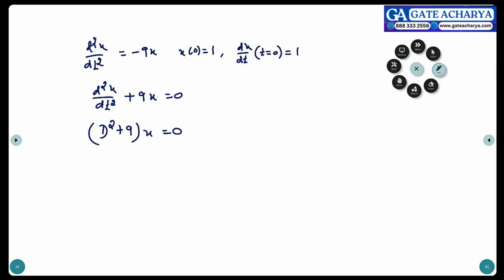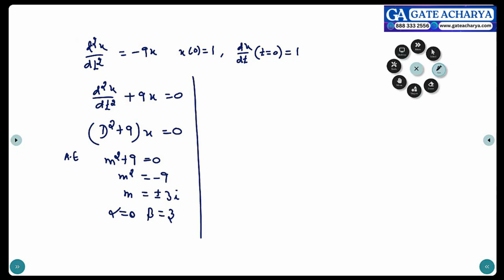Now the complementary function: the auxiliary equation is m square plus 9 is equal to 0. So m square is equal to minus 9. What is m? Plus or minus 3i, complex roots. Here alpha is 0, beta is the coefficient of i, that is equal to 3. Complex roots of the form alpha plus i beta: alpha is 0, beta is 3.